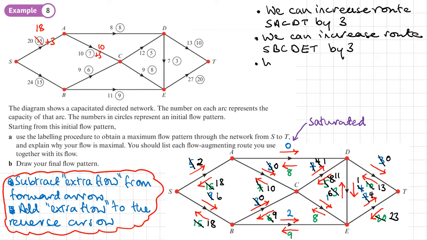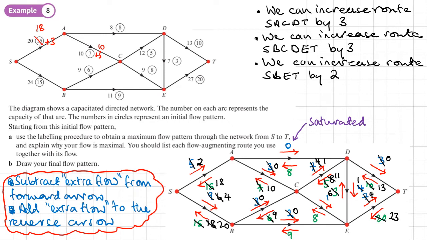So we can increase route S, B, E, T. And when you do these types of questions, you must write down the route and how much you're increasing it by. We can increase that route by 2. So we'll write down the working for that. So take away 2, add 2, there, take away 2, add 2, last bit here, take away 2, add 2.